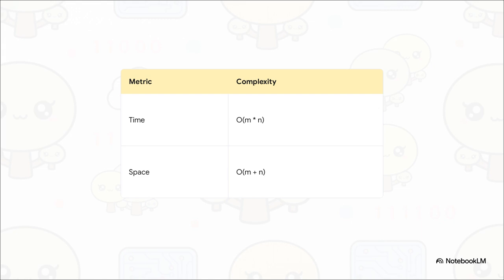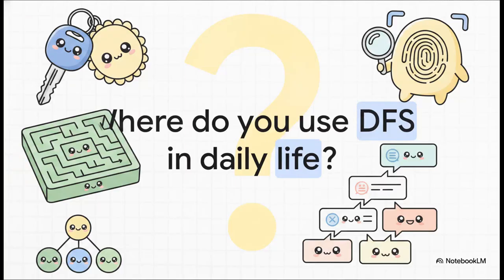Simple as that. For space complexity, it's O of m plus n. This is really just the memory our computer needs to keep track of the detective's path back up the hallway, basically the maximum depth of both trees combined. And that brings us to the end of our breakdown. We've taken a complex coding problem and basically turned it into a simple search and rescue mission using depth-first search and a handy fingerprint scanner.